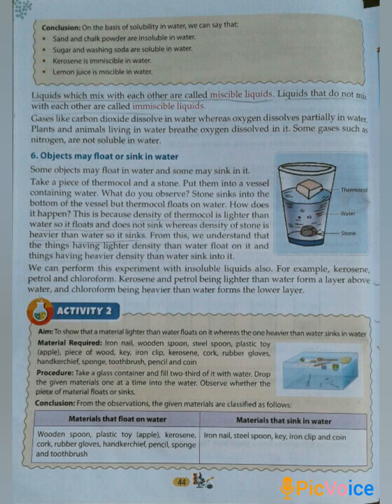Let's see one experiment. Take a piece of thermocol and a stone. Put them into a vessel containing water. What do you observe? Stone sinks to the bottom of the vessel but thermocol floats on water. How does it happen? This is because thermocol has a lower density than water, so it floats and does not sink, whereas stone has a higher density than water, so it sinks.